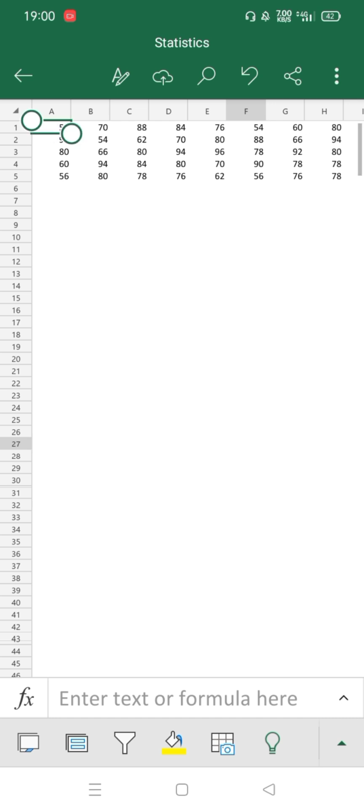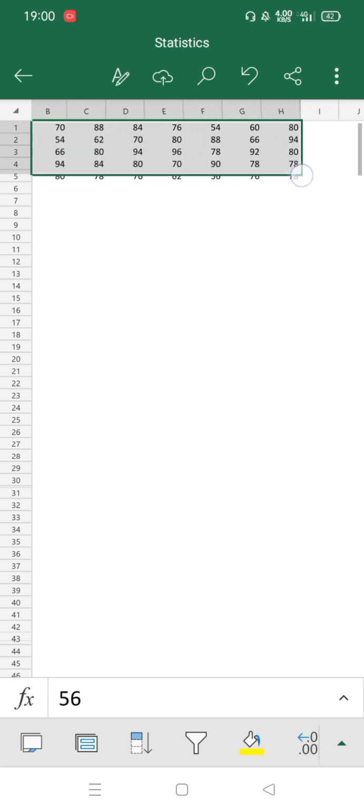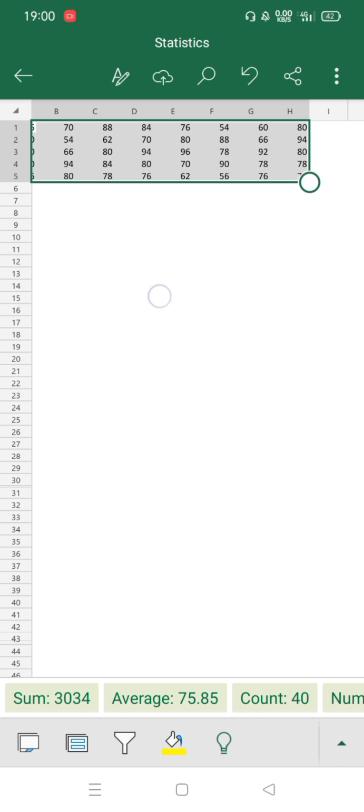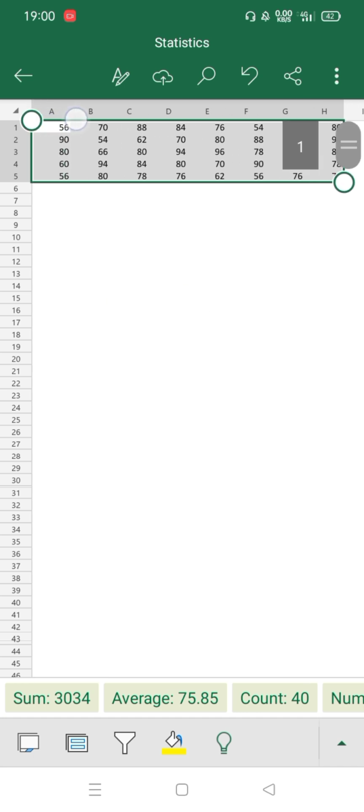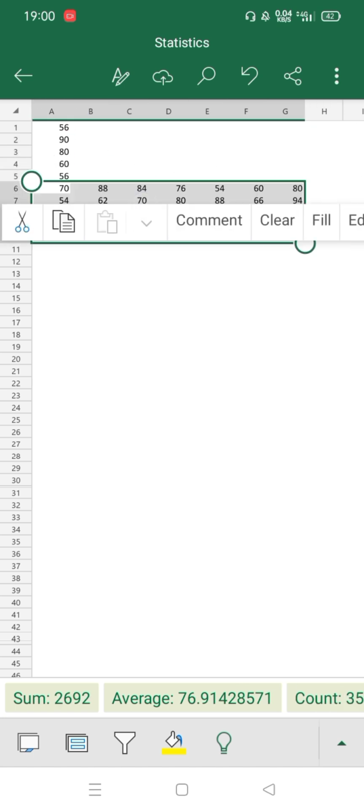So, what should we do first? For the first thing, we have to sort this and put it in one column, in one row, so you may find it easier to count.